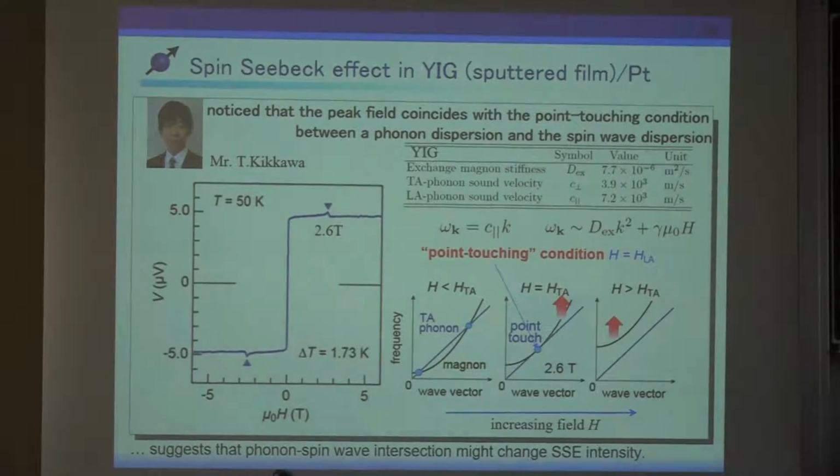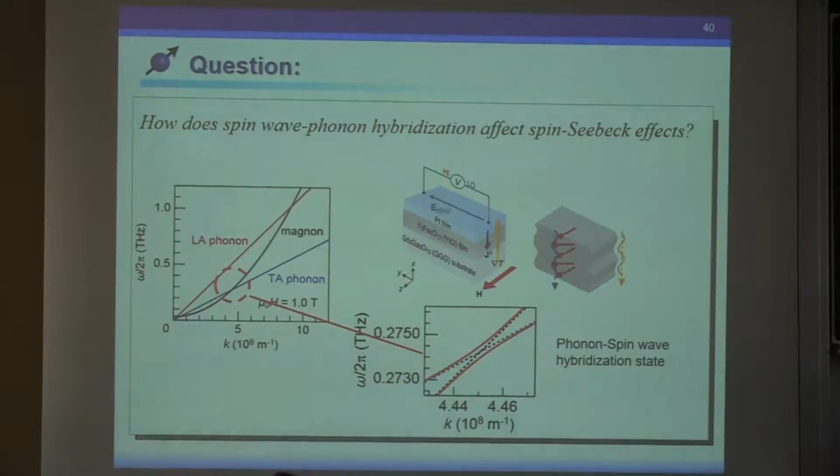So near this intersection point, a phonon spin wave hybridization state should be formed like this. So how does spin wave phonon hybridization affect the spin-Seebeck effect?